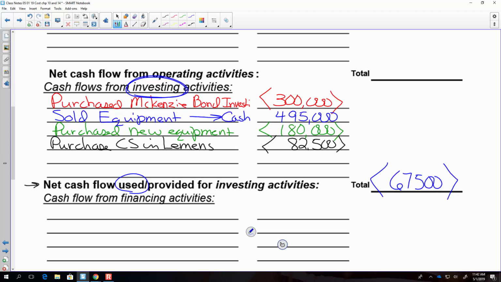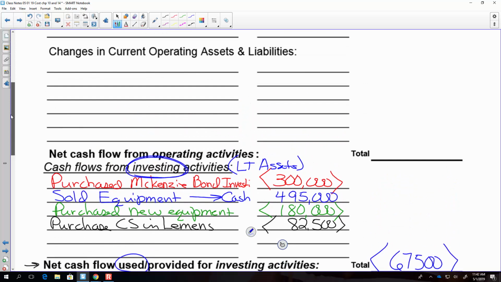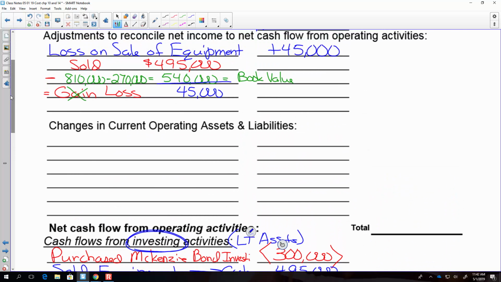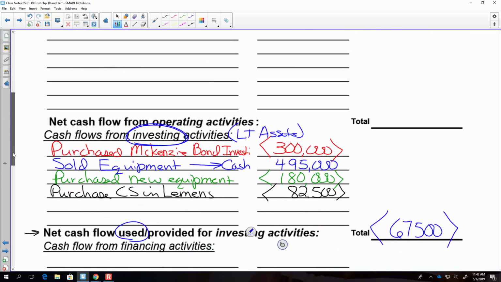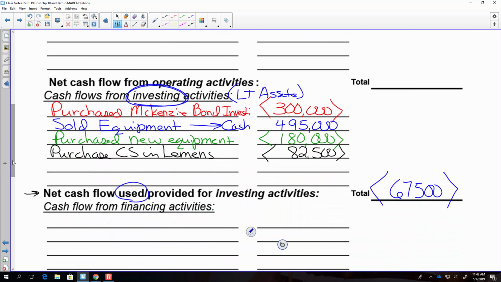To be in the investing section, these have to be what? Long-term assets. There's no current here at all. So it has to be long-term assets that we're looking at in our investing section. All right, so we had a loss, we had some investments. Any questions on this section?